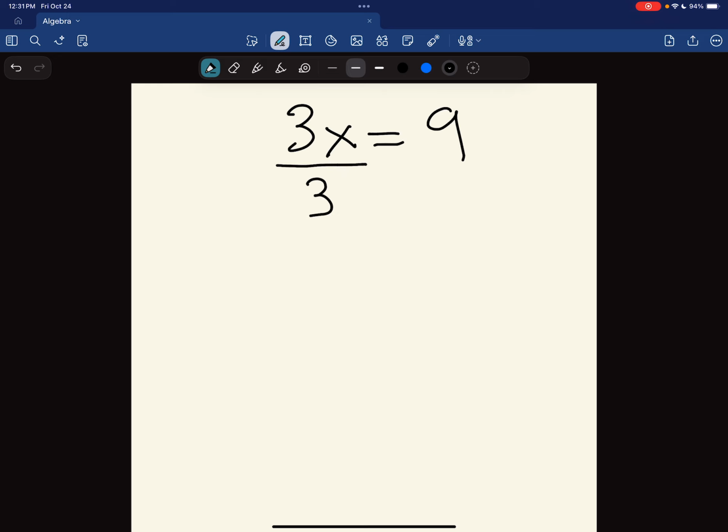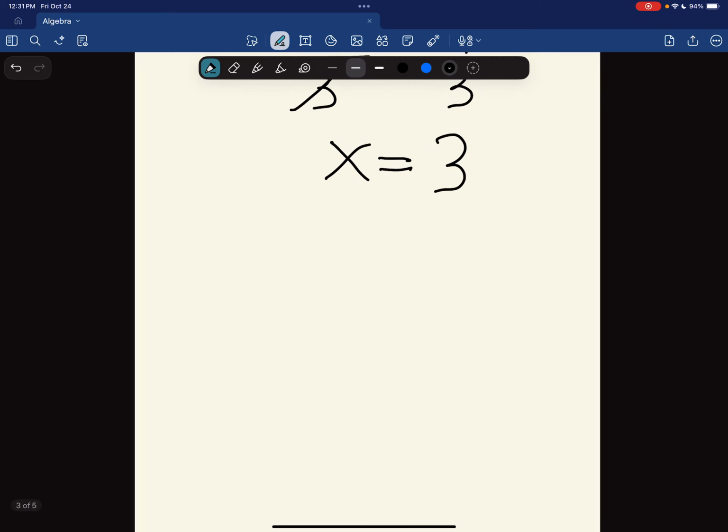And whatever we do to one side of the equation, we do to the other. So on the other side, we have 9 divided by 3. Now 3 divided by 3 is 1, so I'm going to cross out these 3's on the left-hand side. And now we're left with x is equal to 9 divided by 3, which is 3.